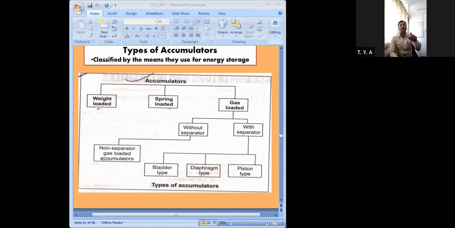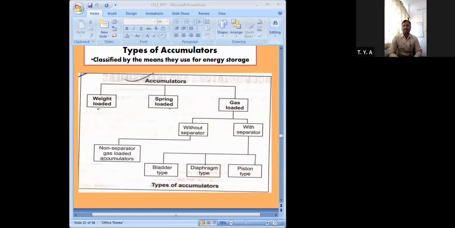That means P is inversely proportional to V, when the temperature T is constant. That is called Boyle's gas law. Okay.